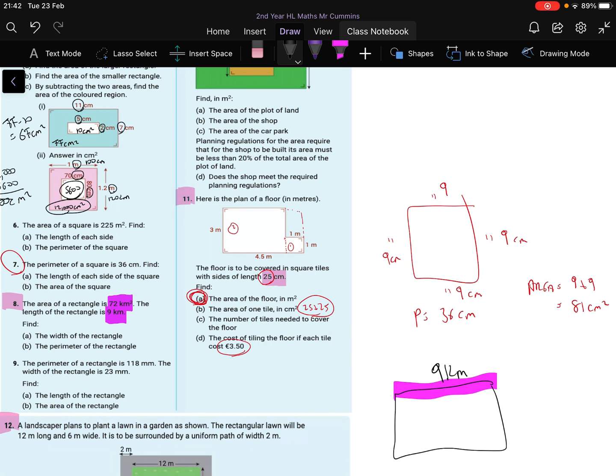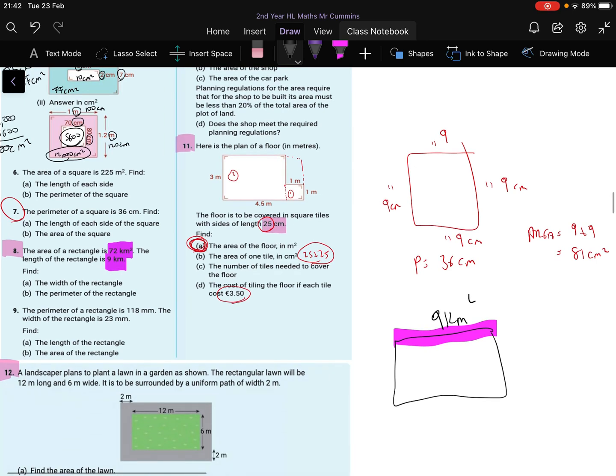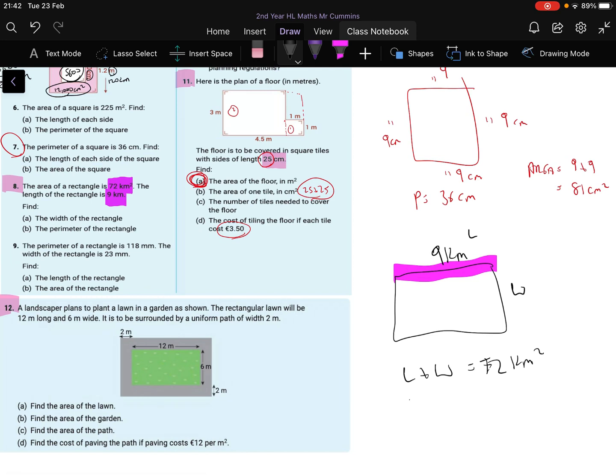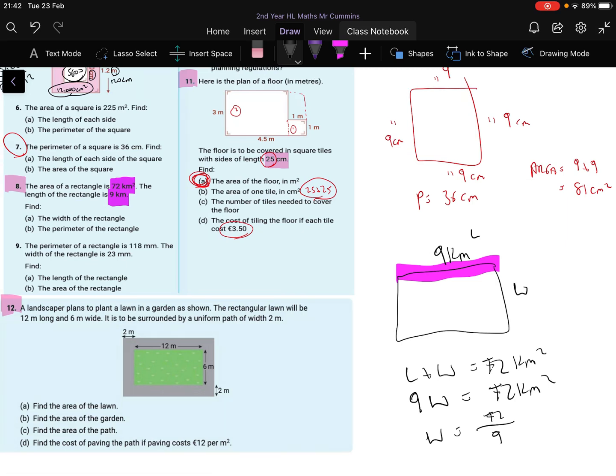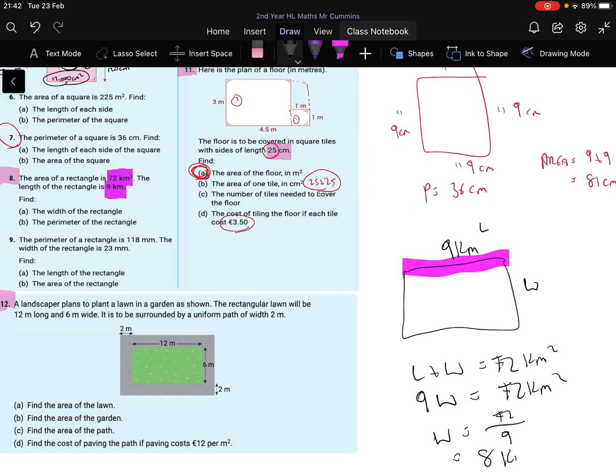The area is 72. So we know to find the area is length by width. So we know that length by width is equal to 72 kilometers squared. We've been given the length, so we know that 9W is equal to 72 kilometers squared. So we can work out what the width is going to be. The width is going to be 72 over 9, let's do that on the calculator for you, is going to be 8 kilometers.